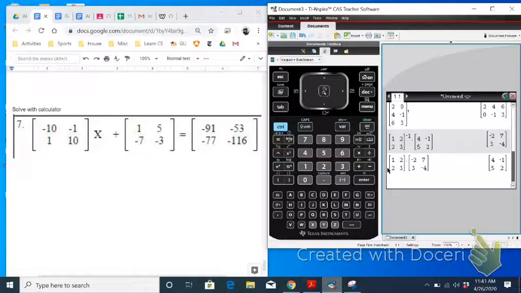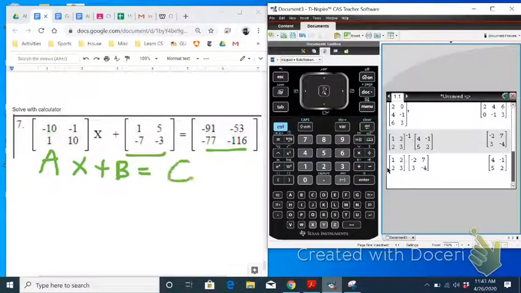Okay, so last thing, I'm just going to show you how to solve for matrix X here with a calculator. So to make this explanation easier, I'm going to call this matrix A here, times X, call this matrix B, and then call this matrix C. So we need to solve for X here.